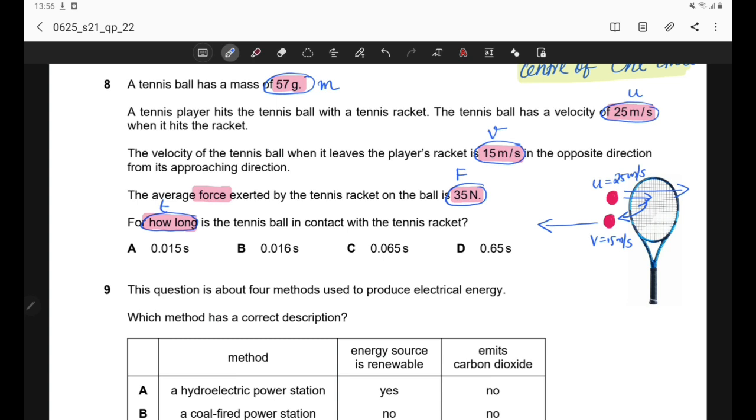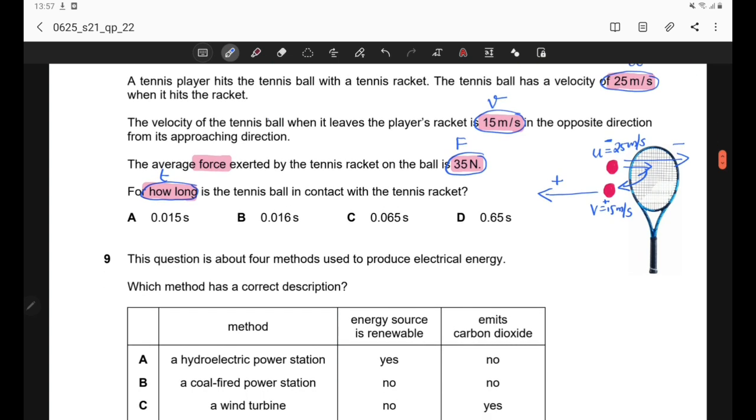So if we are considering the right velocity as positive, the velocity of the ball when it is moving towards right we have to consider as negative. So the initial velocity of the ball will be negative 25 as it is moving towards right, but the velocity of the ball when it is moving towards left after hitting the racket we can consider as positive 15. This is the important concept we should think about while solving this question, because velocity is a vector quantity, so we have to consider its direction also.